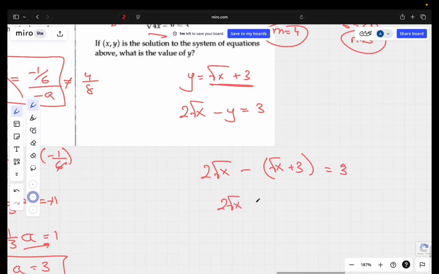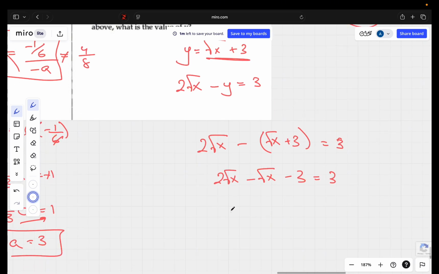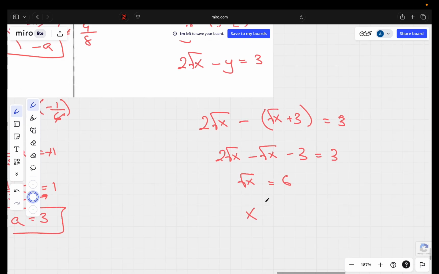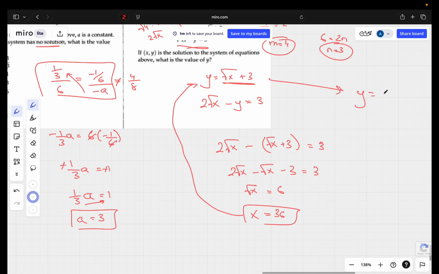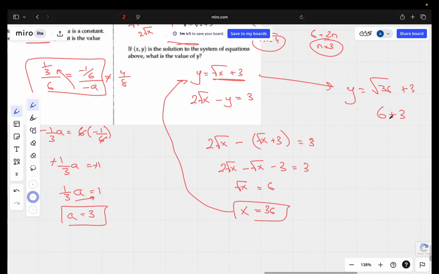2 root x, open the brackets, minus root x minus 3 equals 3. 2 root x minus root x is going to be just root x, or 1 root x. And then negative 3 goes on that side, it becomes plus 3. 3 plus 3 is 6. To find x, square both sides, and that's going to give us 36. So x is 36. We need to find the value of y. We can take this, plug it in the first equation. X is 36, so that means y is going to be root 36 plus 3. Root of 36 is 6, plus 3 is going to be 9. So y is going to be 9.